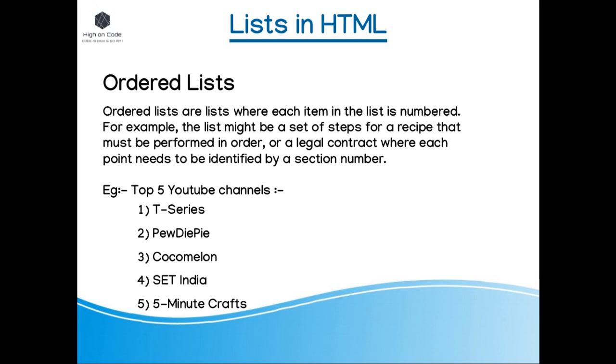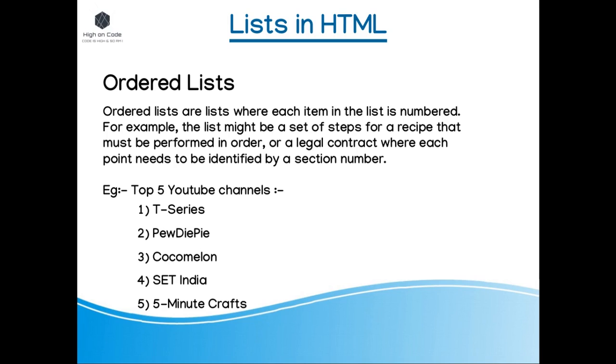So first of all, what are ordered lists? Ordered lists are lists where each item is numbered, or we can say whenever we want to show priority, we can use the ordered list. Here we have taken an example of the top 5 YouTube channels. It can also be a set of steps for a recipe, or a legal contract where each point needs to be identified by a section number.